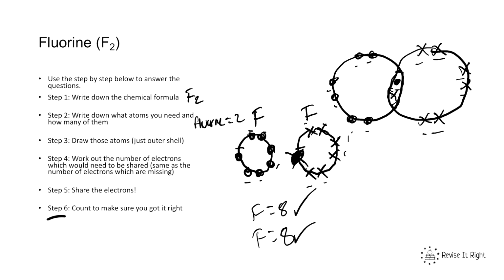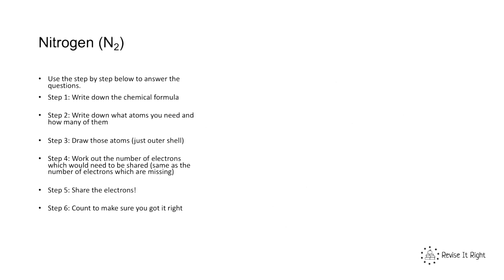Okay, right, let's go on to another one, which is now nitrogen. And again, if you would like to have a go at this, then please do. So pause the video and do try and have a go. However, nitrogen is slightly different to fluorine, and you will see why in a second. So if you're not sure why, maybe you should listen to me before you start having a go. Okay, so nitrogen. Write down the chemical formula, N2.